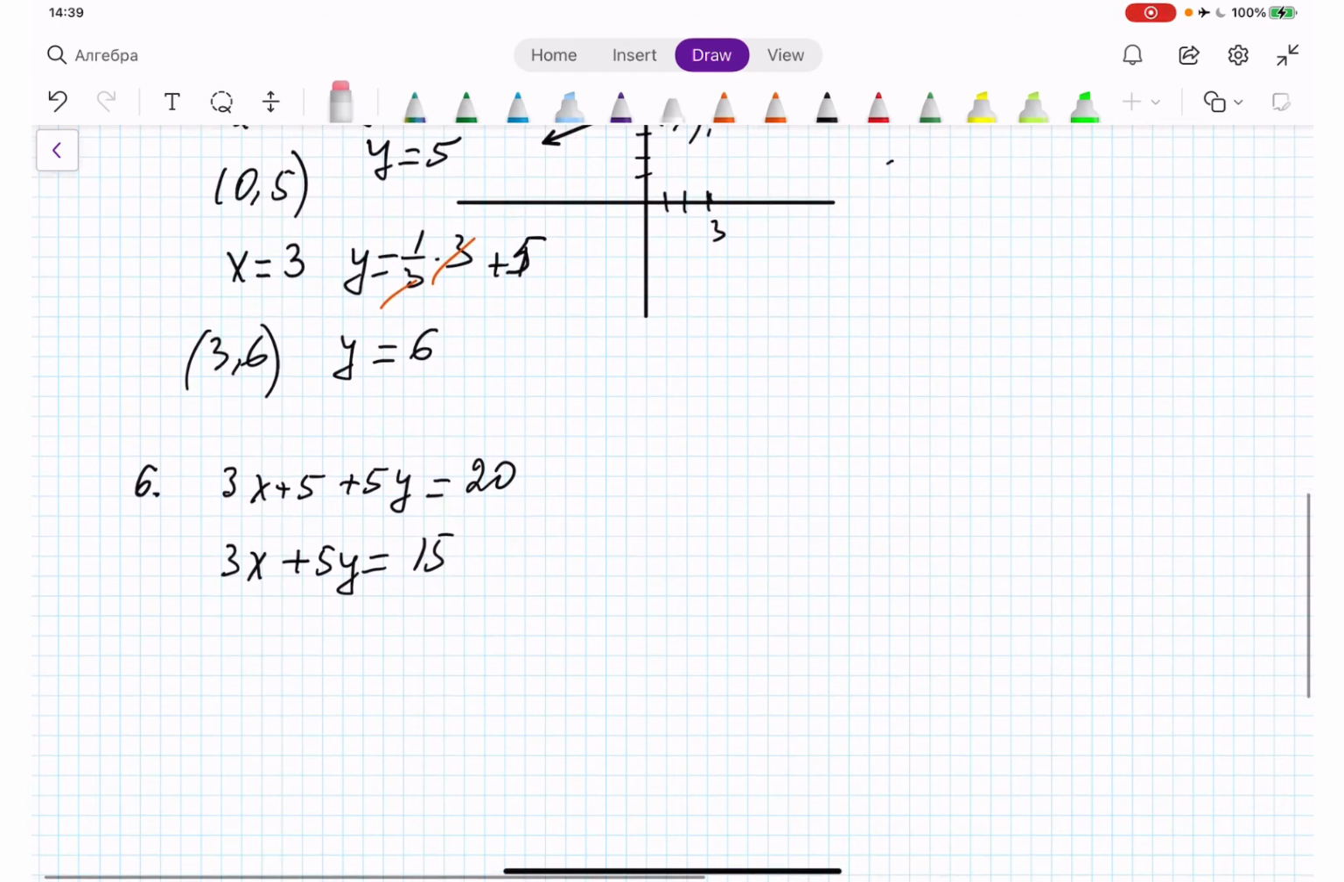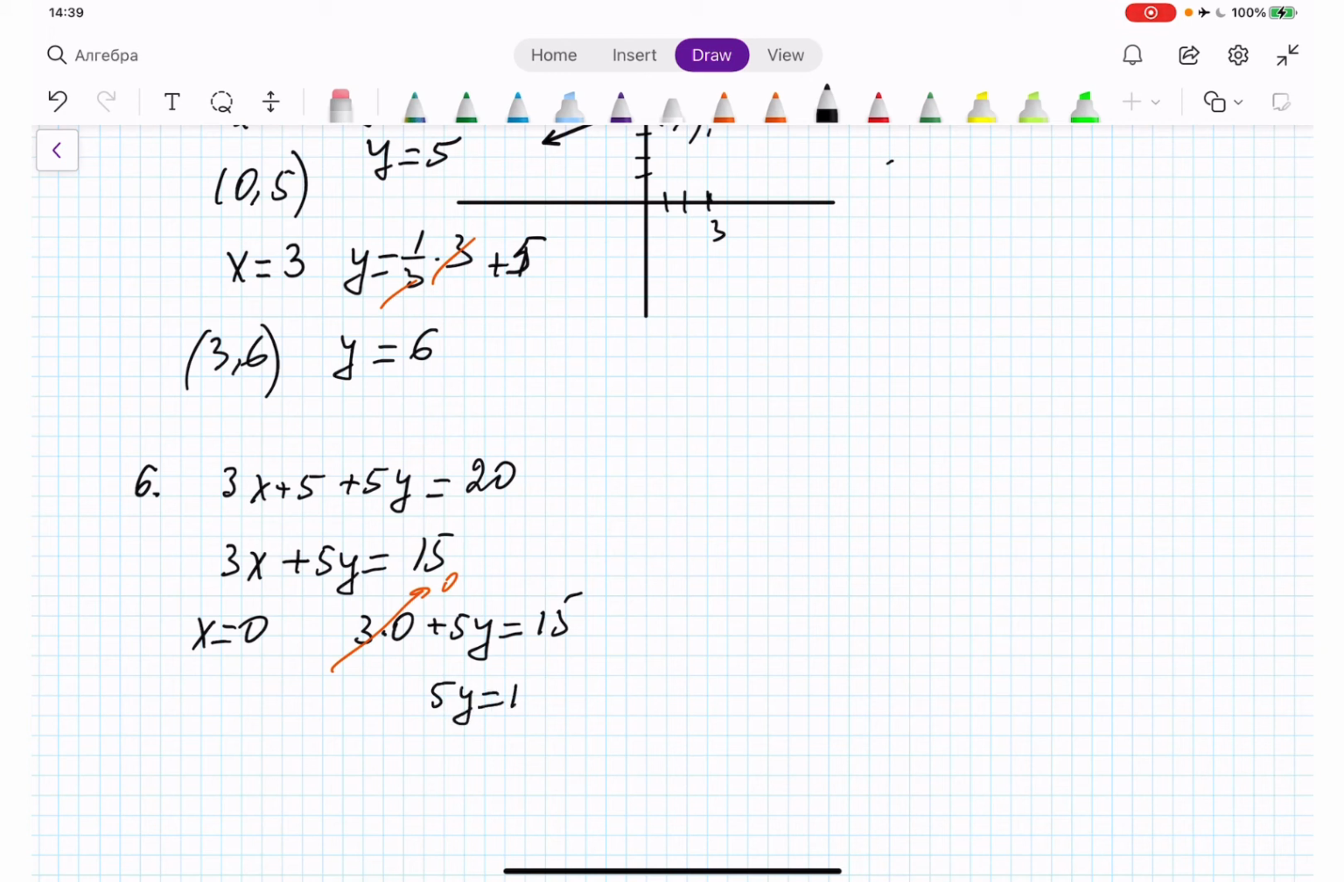All right, so first one, let me see, let's take x is equal 0. So we get 3 times 0 plus 5y is equal 15. Since this is going to be 0, right? We are getting 5y is equal 15. And we divide both sides by 5, and we get y is equal 3. Okay, 0 and 3.